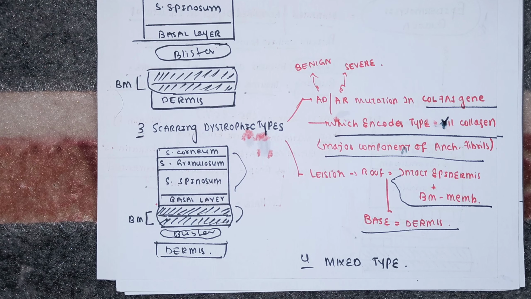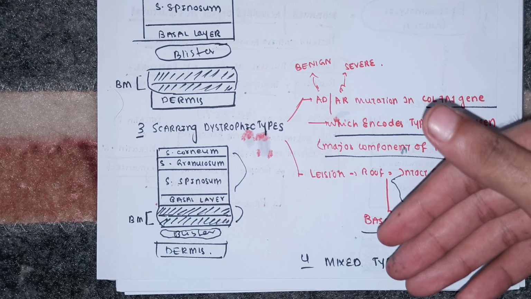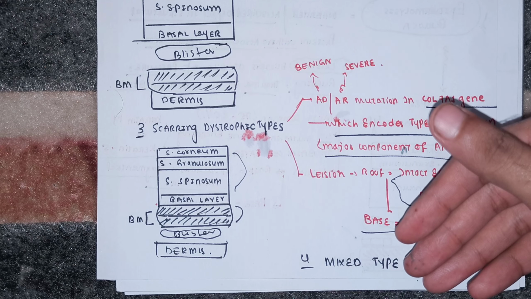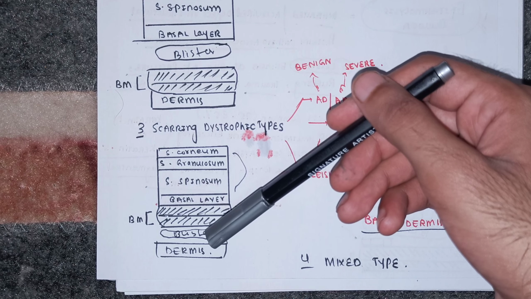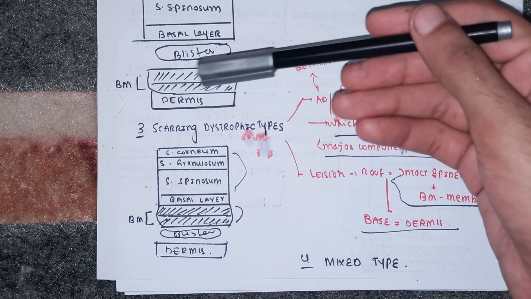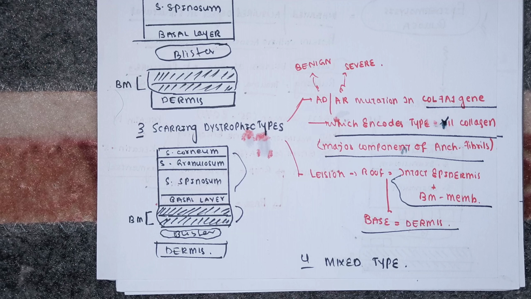At number 4 is mixed type. This is not actually a type, but it is actually combination of all above 3. In case of mixed type, the defect can be at the level of basement membrane and dermis. Okay. And at the level of epidermis and basement membrane. Okay. So this is actually like defects at multiple levels, right? That is all about 4 types of epidermolysis bullosa.